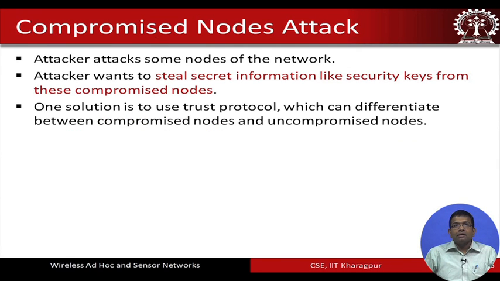Compromised nodes attack: the attacker attacks some nodes in the network and steals secret information, like the security keys, from these compromised nodes. Physically the nodes are attacked, so the nodes themselves become compromised, and once a node is compromised, the security keys and other sensitive information are completely stolen from it.